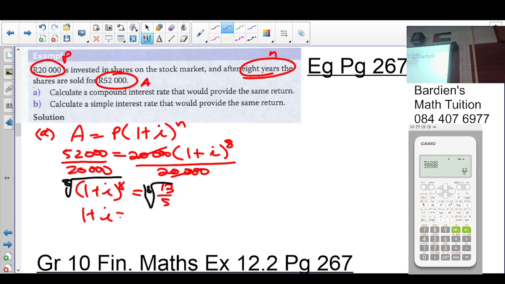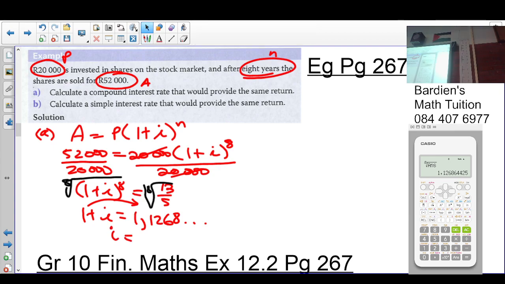So it's 1 plus i equals the 8th root of that answer, which is 1.1268, and the number carries on. 1.1268. And what do I do is a minus 1. People, we're going to use the answer button here. Otherwise, if I just say 1.1, you'll see your i will only be 12%. Whereas in actual fact, your rate is 12.68, which is 12.7, which is almost 13%. Okay. So, but anyway. We minus 1, so we get 0.1268, and the number of course carries on.